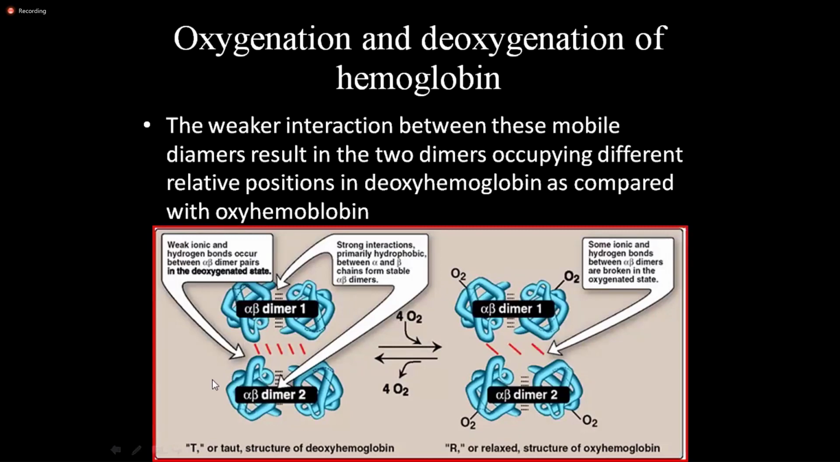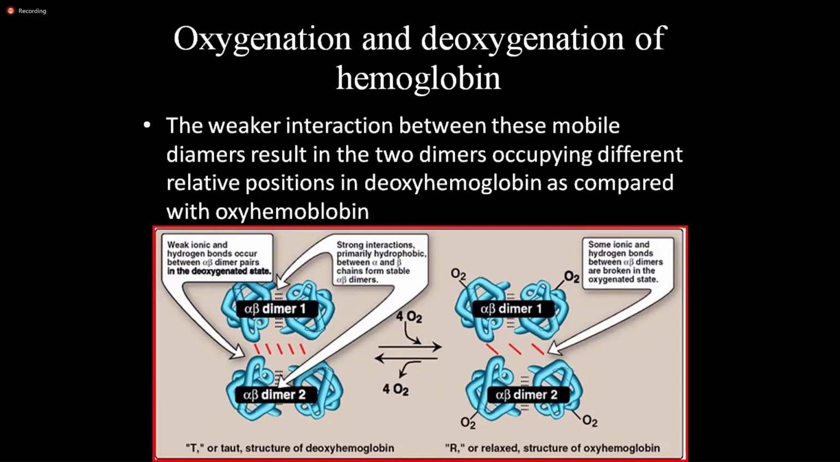This is known as a tense form because this is not oxygenated, and because of the ionic bonds present between these two dimers. When there is oxygenation, the ionic bond between these two dimers breaks and it expands. Actually, the hemoglobin molecule expands during oxygenation, and this expanded form is known as the relaxed form, R form. The oxygenated form is the R form.